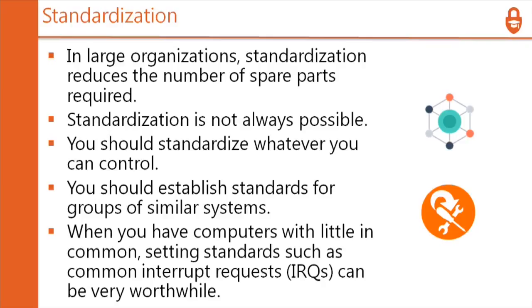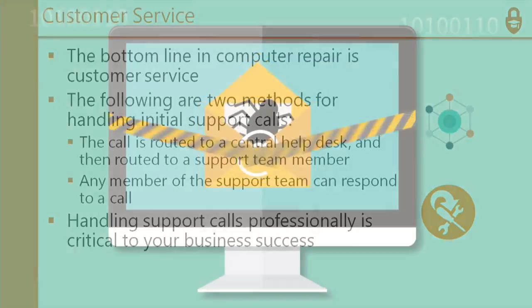And then you should establish standards for groups of similar systems, right? So say you have a group of OS X users, you're going to need some Mac parts, but just a few, because you only have 4 or 5. Then you might have 1,000 Windows systems, so you need to standardize there accordingly. So when you have computers with little in common, setting standards such as common interrupt requests, etc., can be very worthwhile.